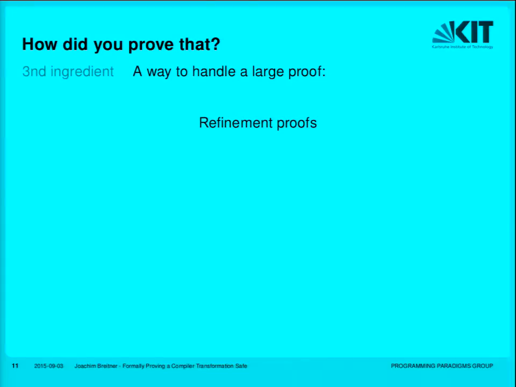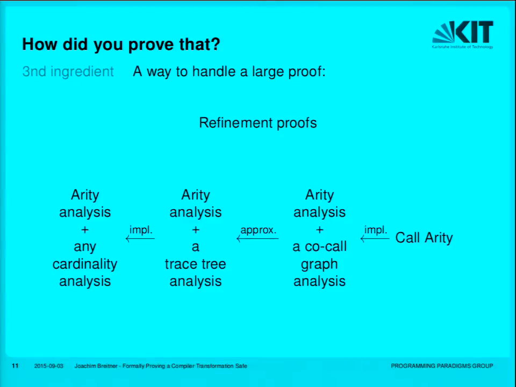And the third ingredient to getting this proof done, because it would be a rather large thing, I broke it down into smaller steps and performed a refinement proof. So on the very left, the proof is that arity analysis is safe if a cardinality analysis is correct, and I don't make any assumption about how the cardinality analysis is implemented, so it's completely abstract in that. And then I refined that to one that produces trace trees, which is still an abstract concept, so it's not something you would implement. The next refinement step would then show that the same holds for an analysis returning co-call graphs as long as they approximate the corresponding trace trees in the abstract result. And finally, I showed that call arity as implemented is an instance of this specification.